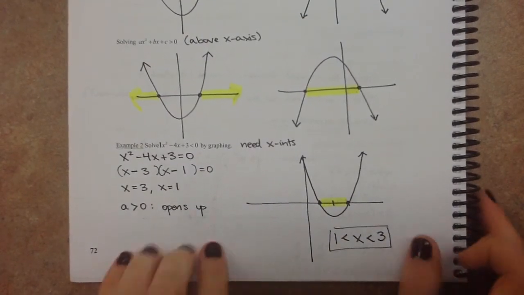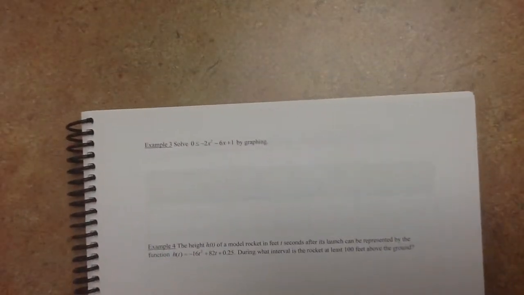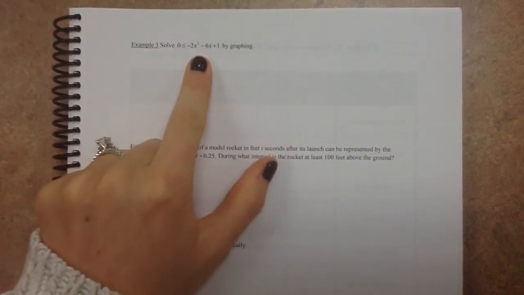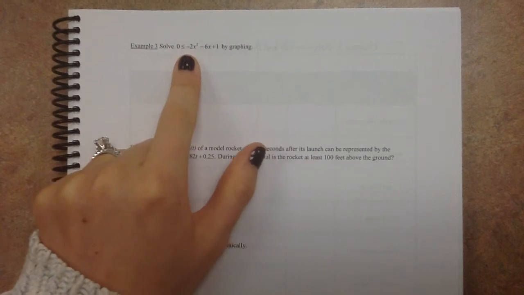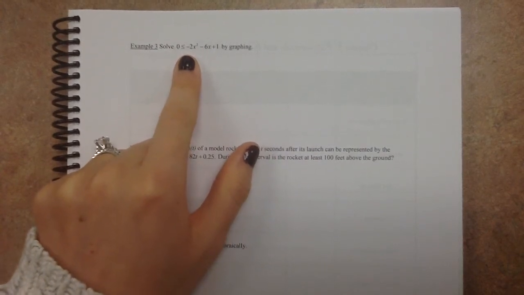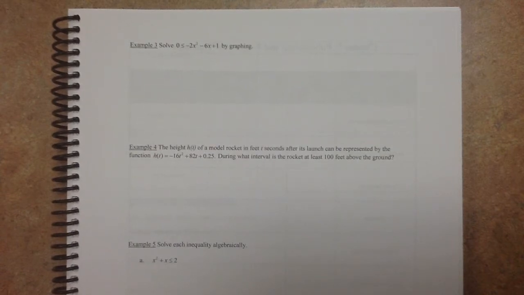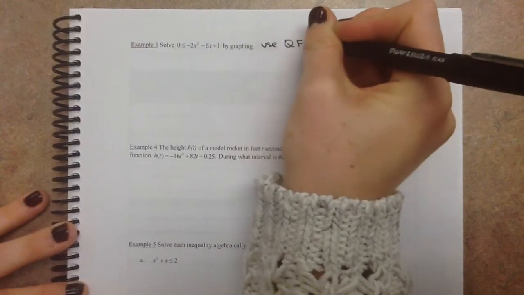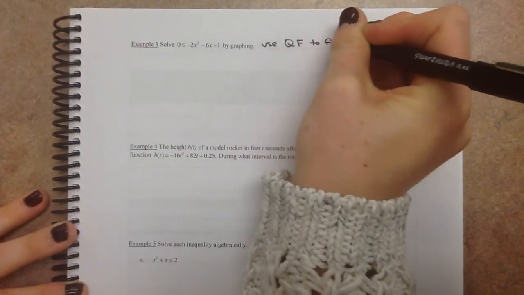Okay, let's look at another one of the graphing ones. So this one, I mentioned, we need x-intercepts no matter what, even if we can't factor. Now this one, just looking at it, you might not even want to try to factor. It doesn't work out. So we can find the x-intercepts by using the quadratic formula.